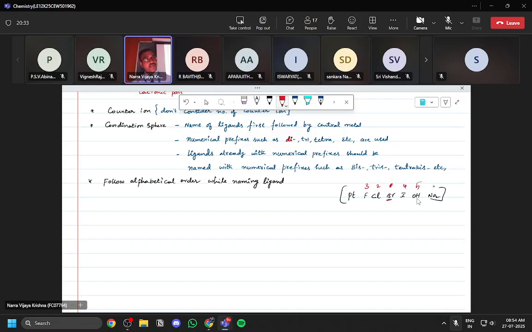Hydroxido. Nitrito. Right? In case of nitrito, we need to mention whether it is nitrito N or nitrito O. Correct or not? Now, while you are giving name of this compound, what you will write?